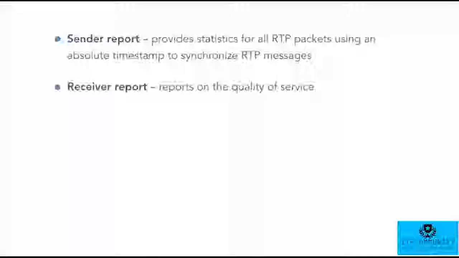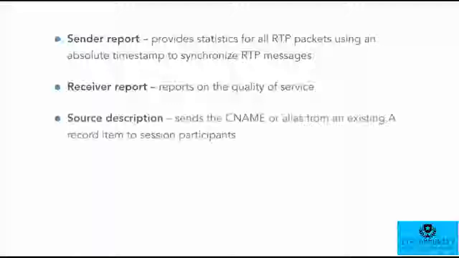The receiver report is sent by all participants that receive RTP packets to report on the quality of service. Within this, you'll also see sometimes source description, and this will send the CNAME or the alias from an existing A record item to session participants if this is available. And then there might be some additional information such as name, email address, telephone number, and address of the owner or controller of the source.